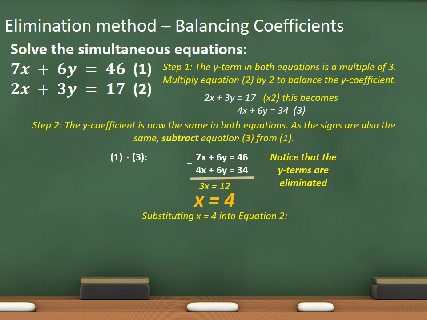Again, I have to substitute x equals 4 into one of the equations. I'm going to do it in equation 2. 2 times x plus 3y equals 17, which means 2 times 4, which is 8, plus 3y equals 17. Subtract 8 from the two sides. You will get 3y equals 9. Divide by 3, y equals 3.